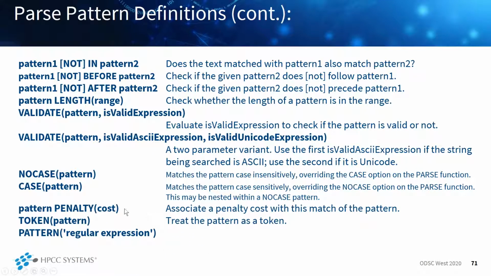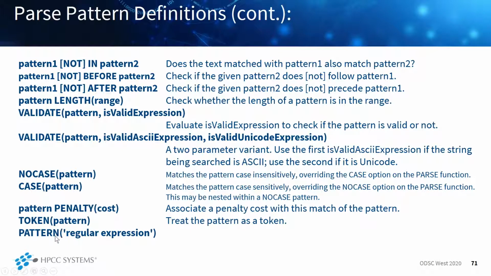We have penalties on patterns. If you have two patterns that you found and the parsing engine needs to make a decision as to which one it selects, if you have a penalty on one of the patterns, it will select the other one. If you have two patterns that have penalties, it will always select the penalty of the lowest value, the lowest cost. The lower the cost, the higher priority that pattern has when compared to another pattern with a penalty. And again, you can write your own regular expressions by using the word pattern.